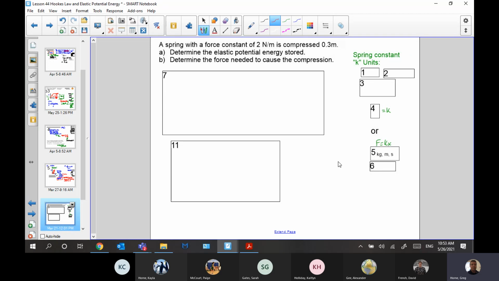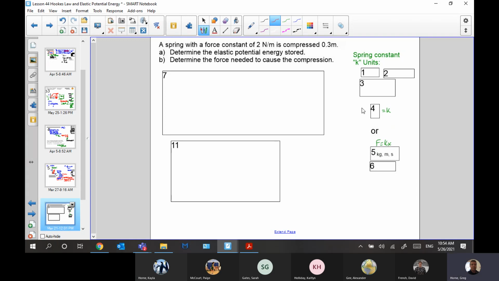All right, so a spring with a force constant of 2 newtons per meter is compressed 0.3 meters. Determine the elastic potential energy stored. Determine the force needed to cause that compression. I almost think we could have part B answered first, since we did that stuff first, but it doesn't matter. Of course, you can do either independently.